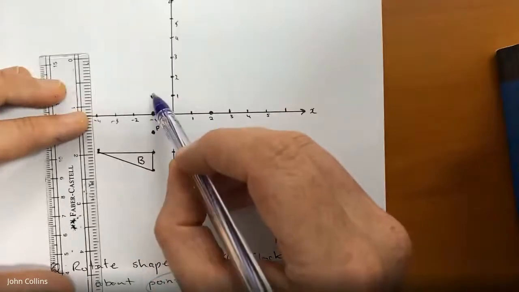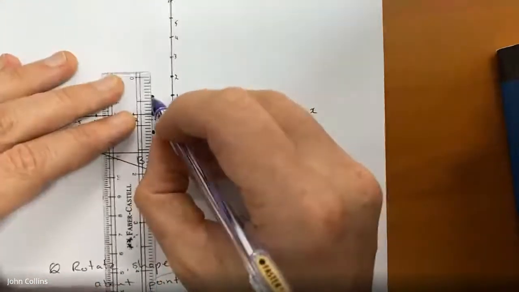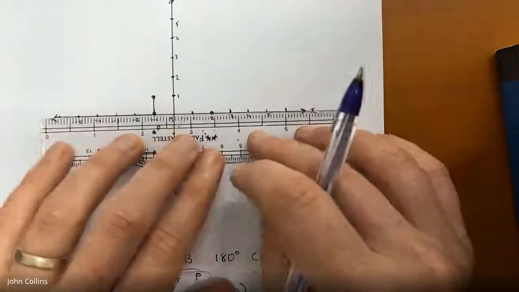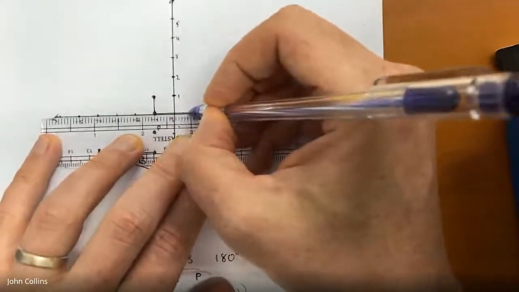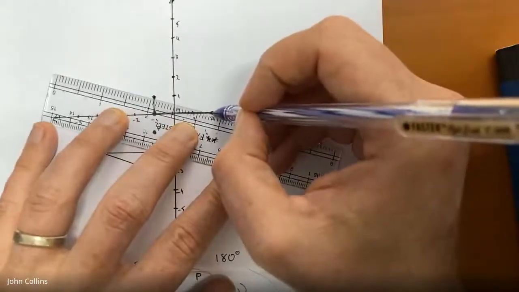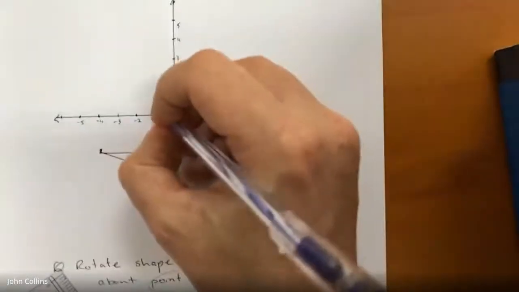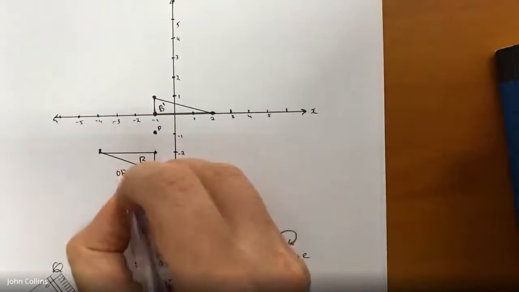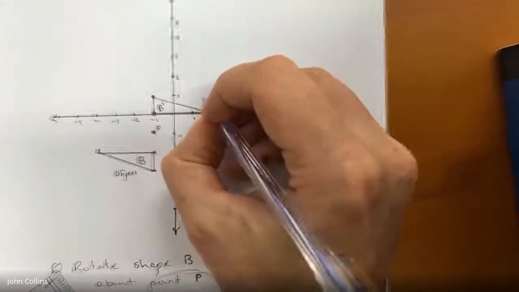Now you can put those points in. So -1, 0 and -1, 1. Join those two. This is my shape, and here we go. Okay, this I'll call B dash, the image. So remember, we still use the words object and image.